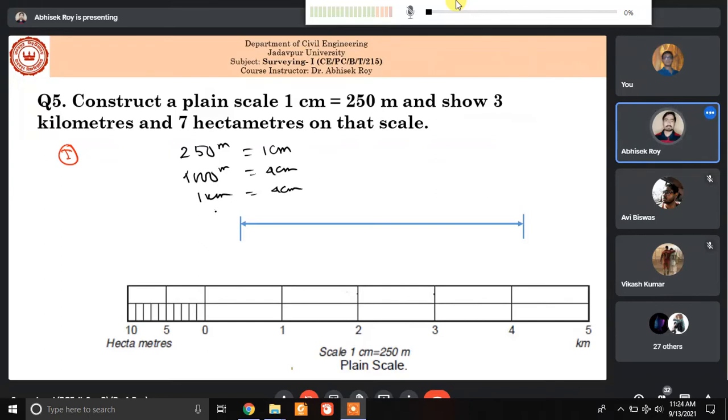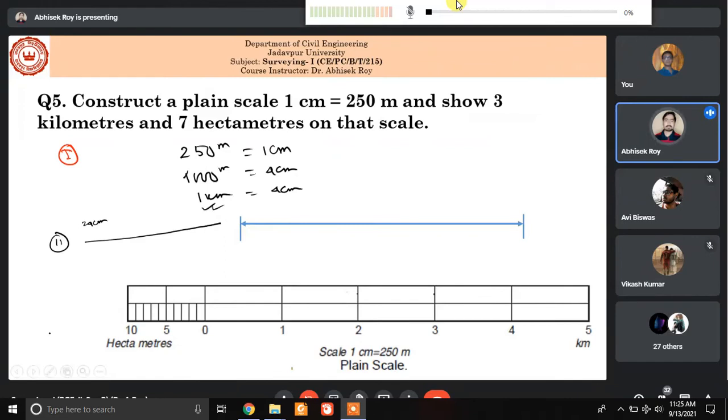Now what we will do, we will take 24 centimeter length in our drawing. So our second step will be to draw exactly 24 centimeter. The length of this is exactly 24 centimeter. That means ideally it is representing how many kilometers? 6 kilometer. Is it clear to everyone?